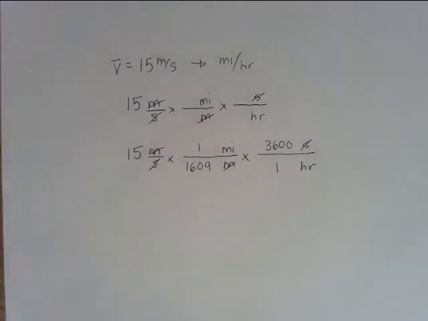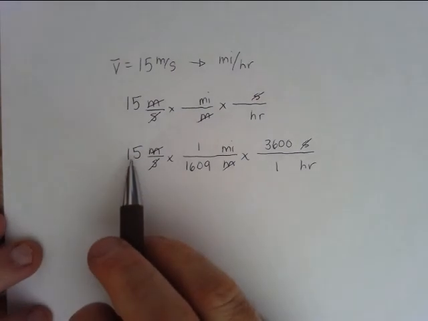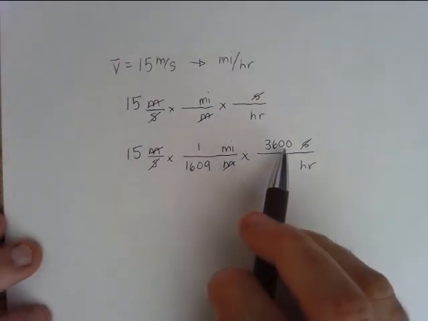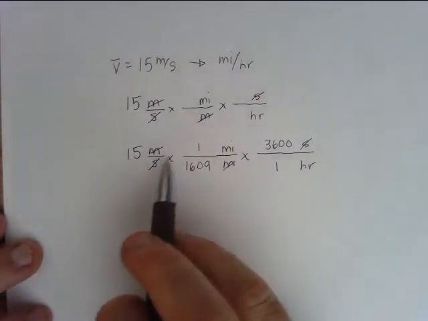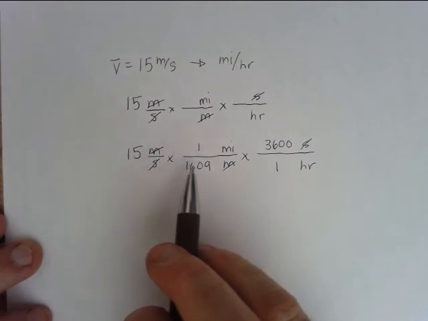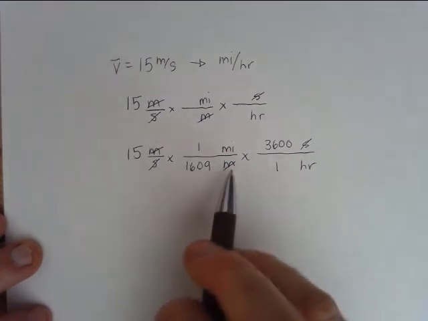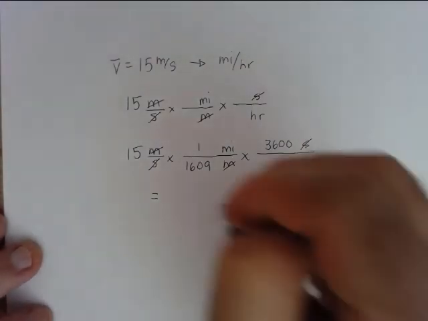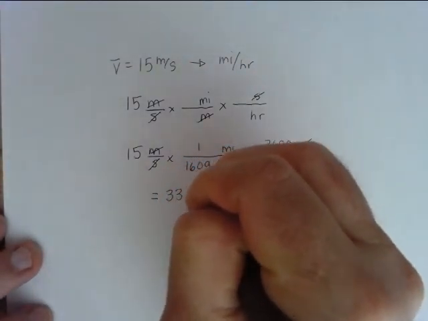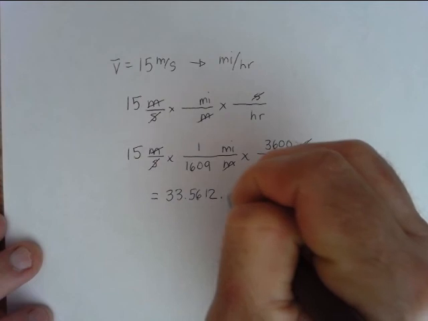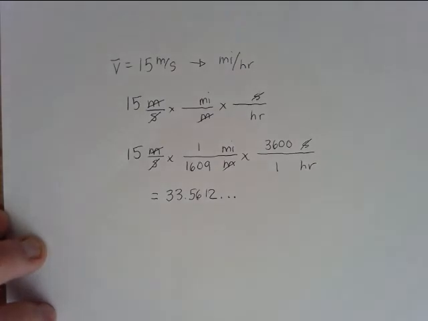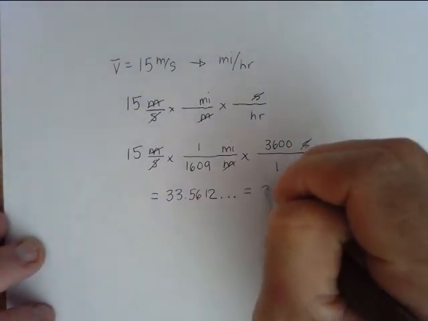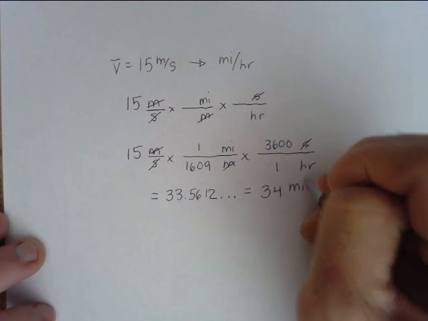Now all I need to do is do the math to figure out what this is. Okay, so when I do that, I'm going to take my calculator and take 15 times 3,600 because those are all on the top of these fractions. And then I'm going to divide by 1,609 because that's on the bottom of these fractions. And when I do that, the number I get on my calculator is 33.5612, and then there's a bunch more digits after that. I'm going to round this appropriately to 34 miles per hour.